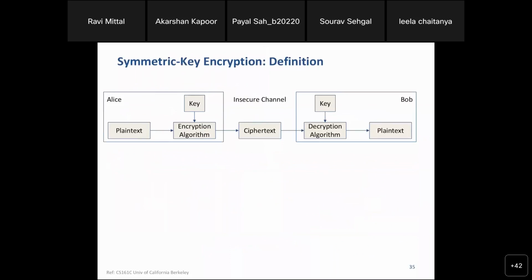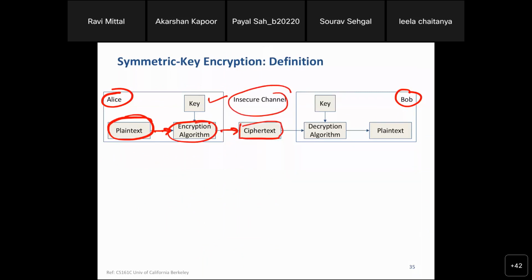Now symmetric key encryption, right? We are repeating it several times because I want you to have an image of this. So Alice and Bob are trying to send a message. Alice has a plain text. She will use the key to encrypt using some encryption algorithm. It will go over an insecure channel as ciphertext. Bob will receive this ciphertext, and will use the same decryption algorithm. This algorithm is known. He uses the same key and gets the plain text.